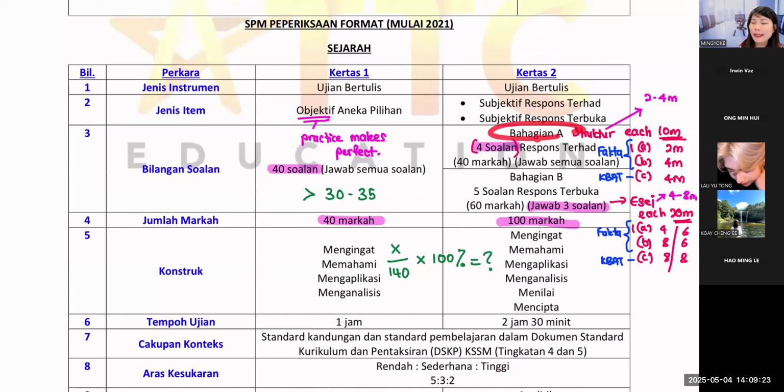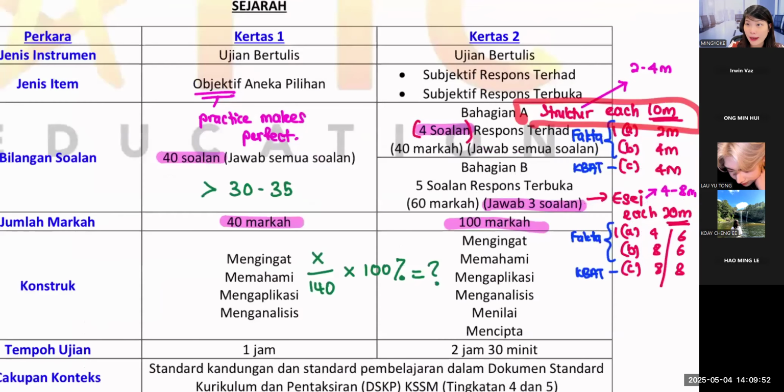For your kertas dua bahagian A, it is your 4 soalan struktur, which is compulsory. All 4 structure questions, you have to complete. Oh, that's for you, same day on coming Friday. Good luck. So we have 4 soalan structure, compulsory. Each of it is 10 marks, guys. Each of it is 10 marks. Can you see here?